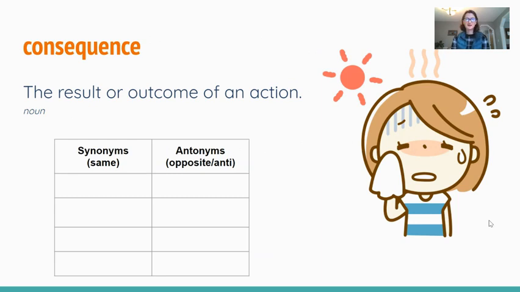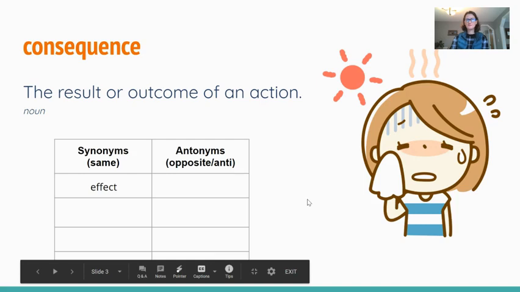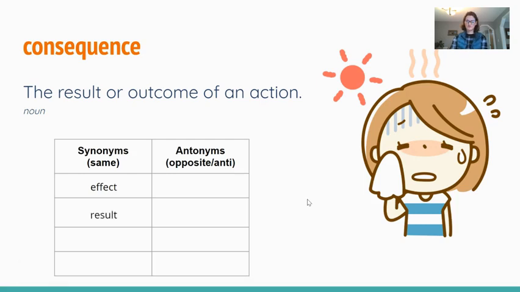So our 5 words are consequence. The first one is consequence, and that means a result or outcome of an action. So some synonyms could be effect or result. They kind of mean the same thing as consequence, something that happens because of an action. An antonym, or the opposite of consequence, could be the cause or the reason for something happening. It's not usually the cause of something happening, it's the outcome of something happening. So the cause or reason is the opposite of the outcome. Okay, so that's why that's antonyms.